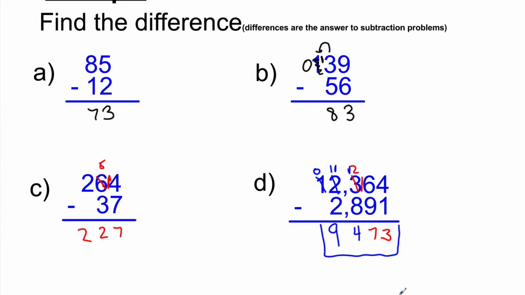Okay, so in that case, we had a lot of borrowing. We had to actually borrow from almost all of our places, so that's going to happen sometimes. Okay, so that's a really good, solid problem. It's pretty big numbers, and we had to do a lot of borrowing. So if you can handle that one, you're probably good to go.